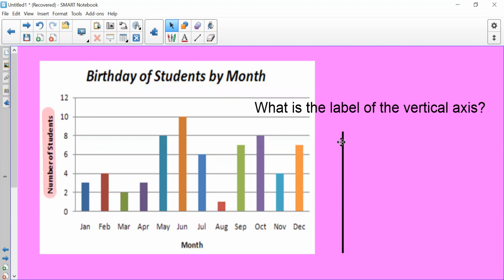What is the label of the vertical axis? Vertical line here. Can you spot it? There it is. So the label is number of students and that's next to our number line.